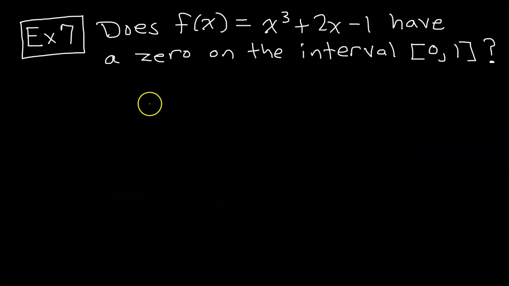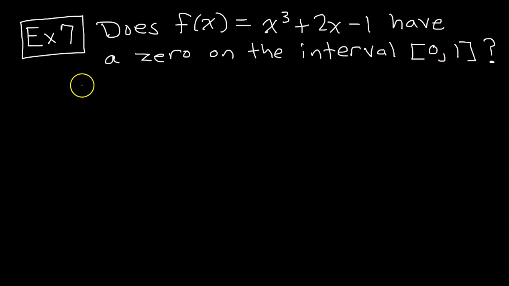So for our last example, let's look at a typical problem where we might use the intermediate value theorem. Does the function f of x equals x to the third power plus 2x minus 1 have a 0 on the closed interval from 0 to 1? So first of all, this is a polynomial function, so we know it is continuous everywhere. So it will definitely be continuous on the closed interval from 0 to 1.